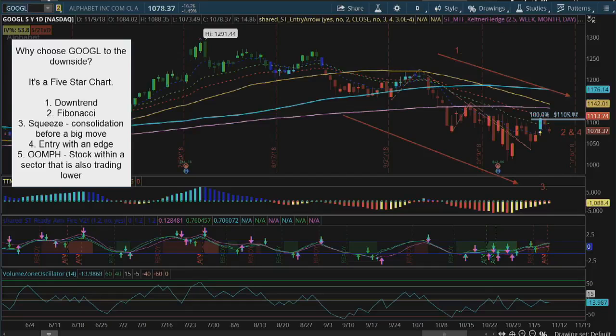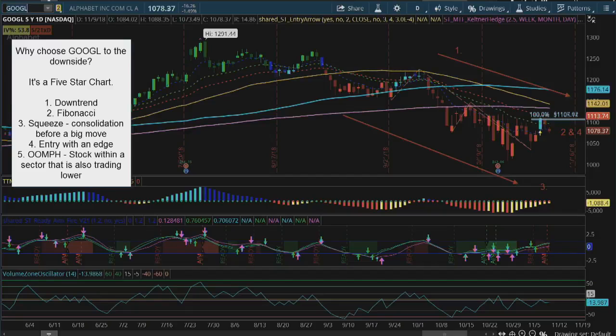Why would we trade this one? Well, we have a squeeze. Okay, number 1, downtrend. Number 2, I have some levels of symmetry right here. This is a pullback, sell decision, Fibonacci. Number 3, we have a squeeze, consolidation before a big move. And then we have an entry with an edge.